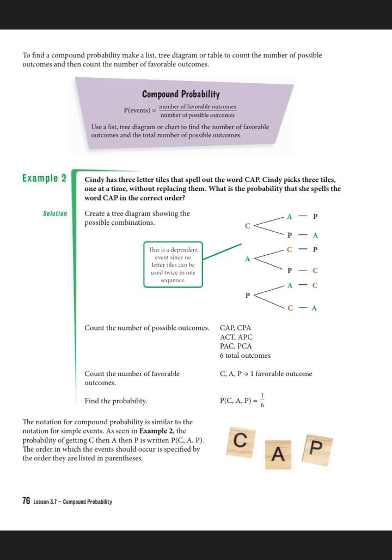So in example number 2, it talks about Cindy. She has 3 letter tiles that spell out the word cap. We're not going to go too far into this example because there's a problem in the 3.7T worksheet that talks about this. But what you want to look at is how it's set up. So if you guys get lost, go back to the videos and look at how these problems are set up.